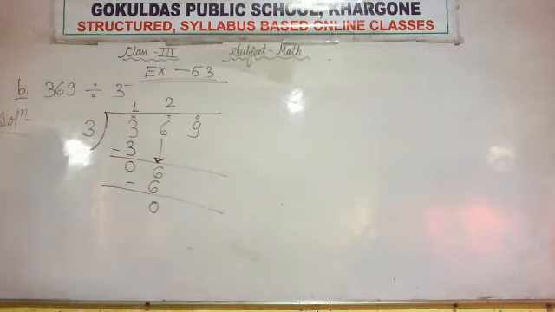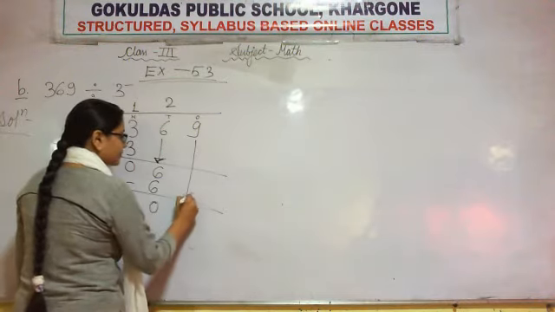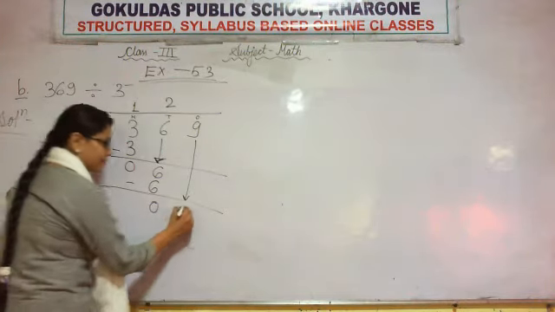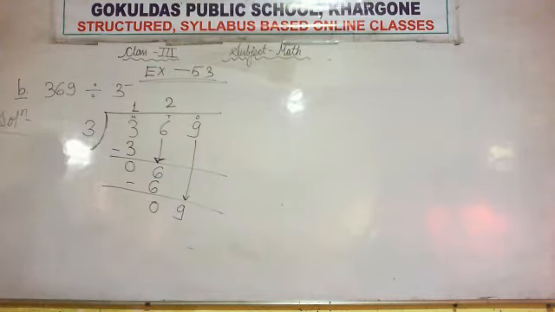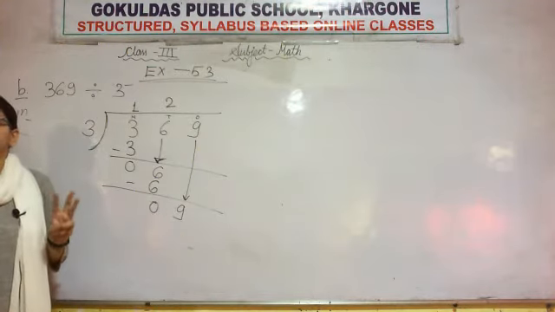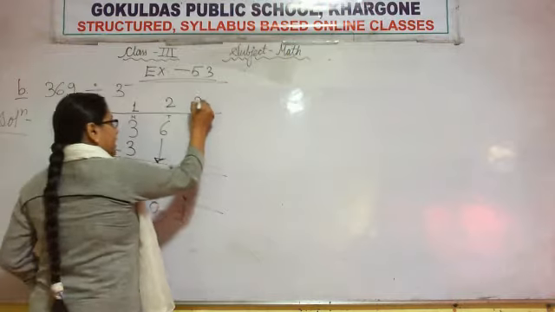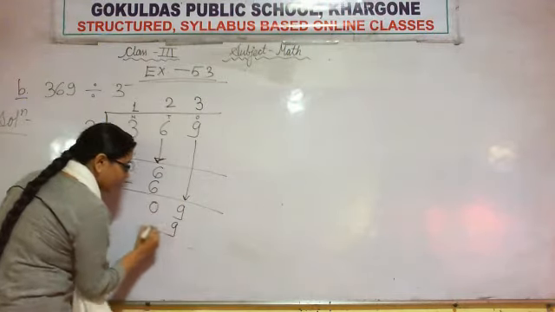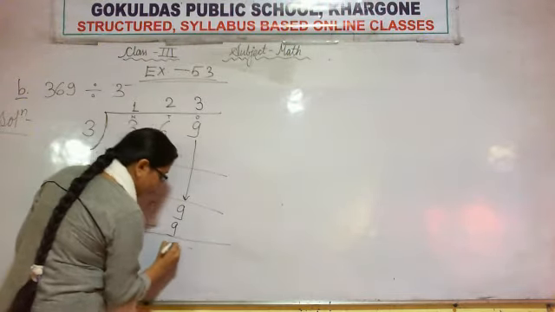Now once again we will bring down the next number. The next number is 9. Now in the table of 3, 9 comes in 3 times. 3 3s are 9. So 9 minus 9 is 0.